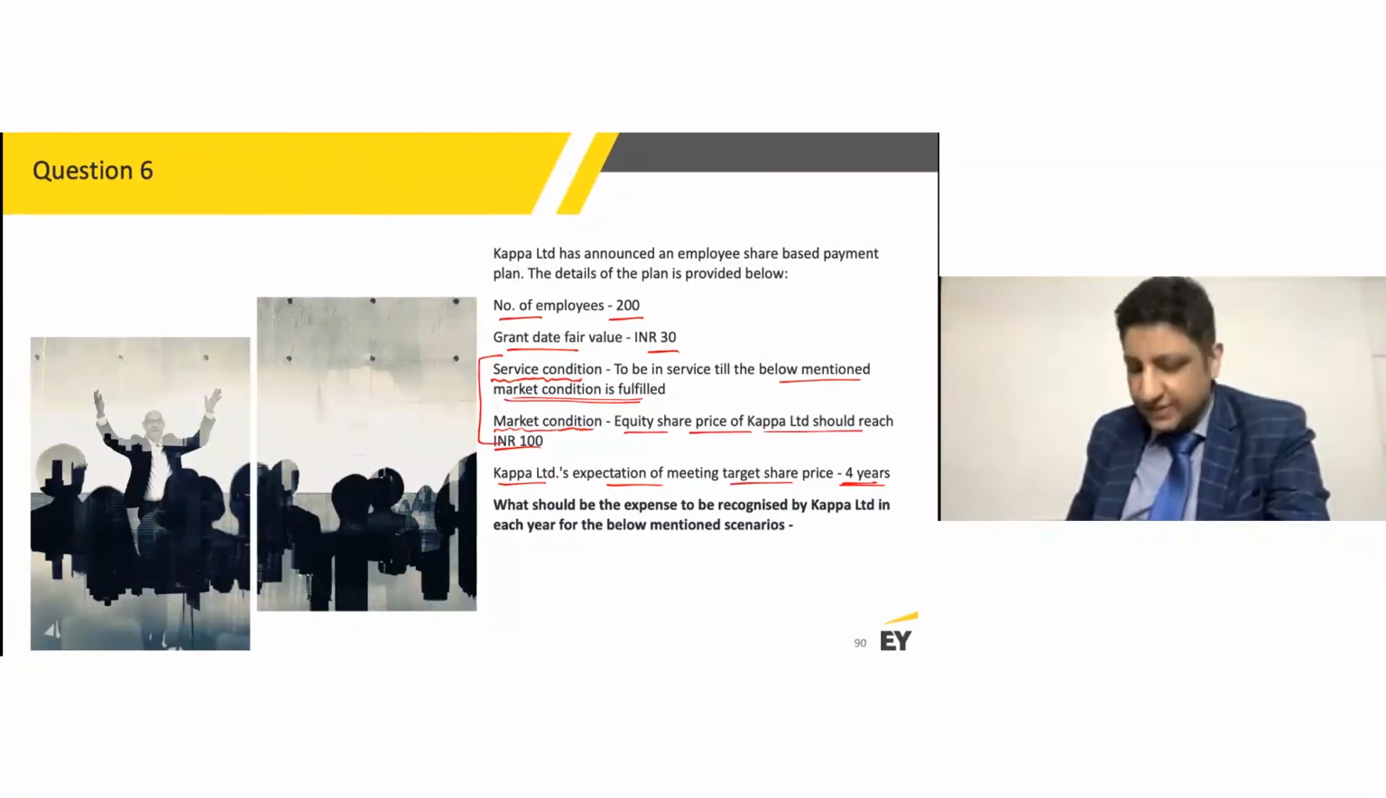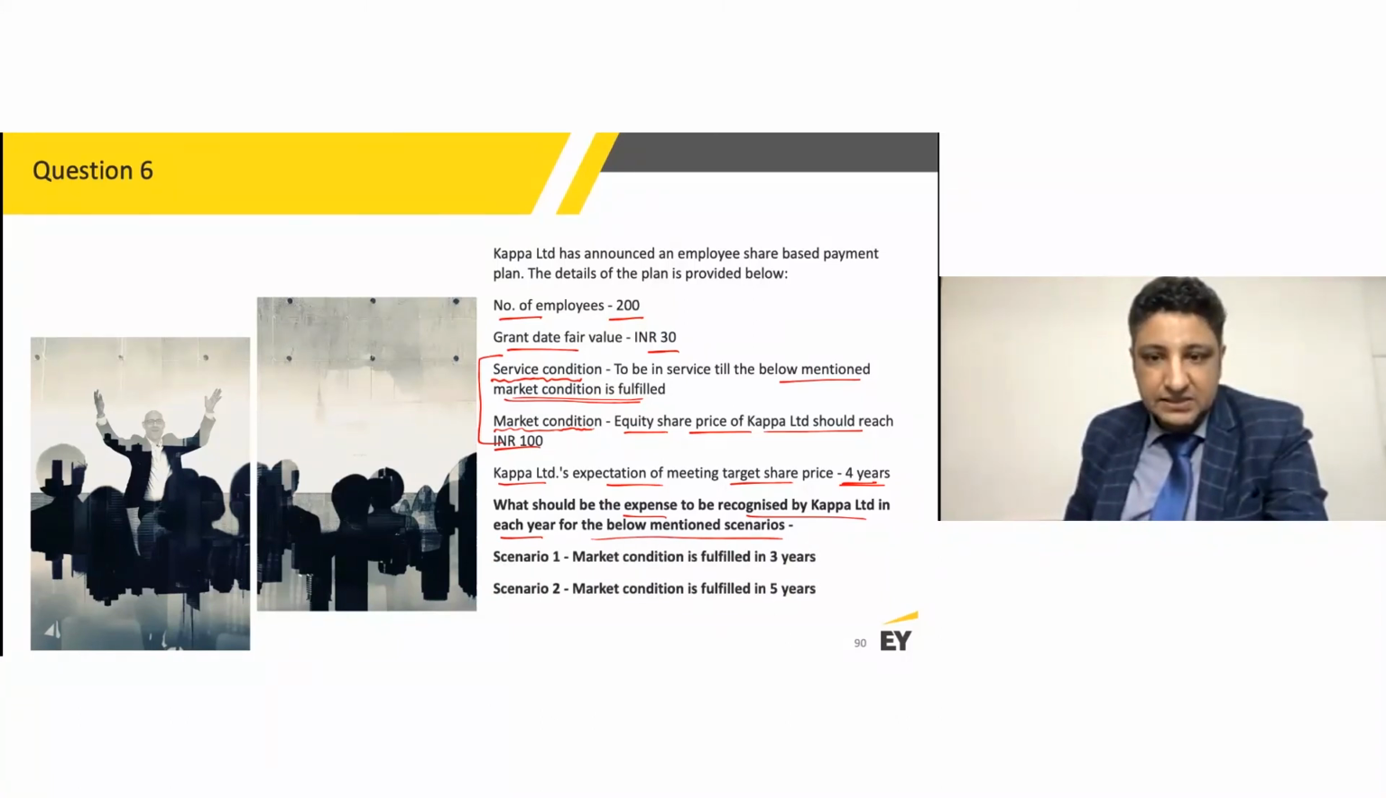The question is, what should be the expense to be recognized by Kappa Limited in each year for the below-mentioned scenarios? Scenario 1 is the market condition is fulfilled in 3 years. Scenario 2 is the market condition is fulfilled in 5 years of time, right?